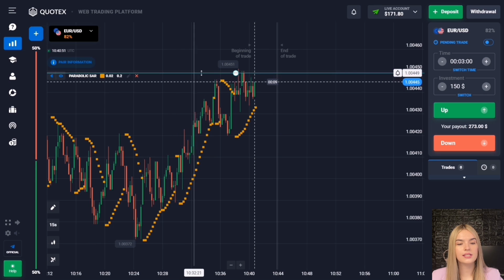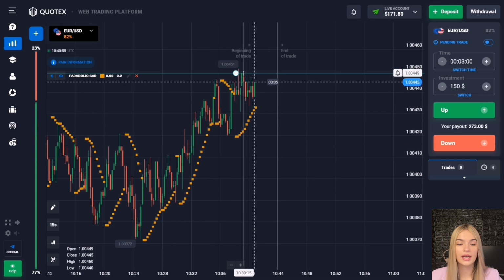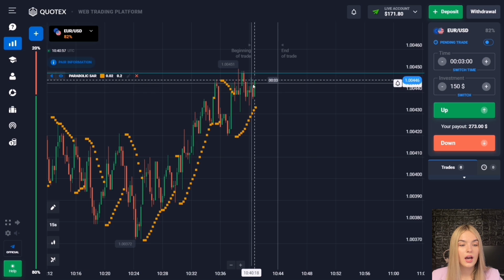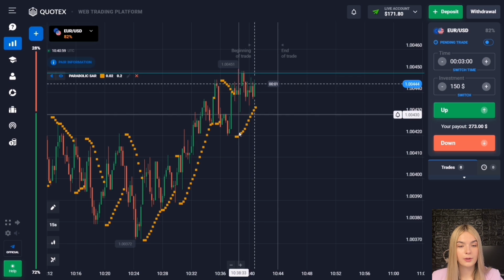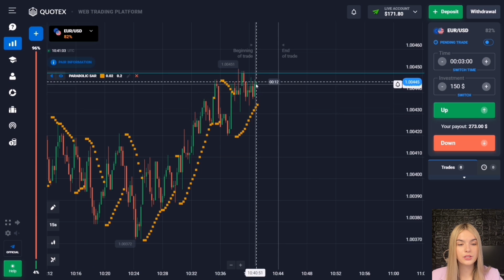Here we see the resistance level. We also see that after the uptrend, the price got into the pro trading zone and there is a certain compression. Also, points have been forming at the bottom of our chart for some time. In this situation, I suggest opening a deal for 2 minutes to increase.